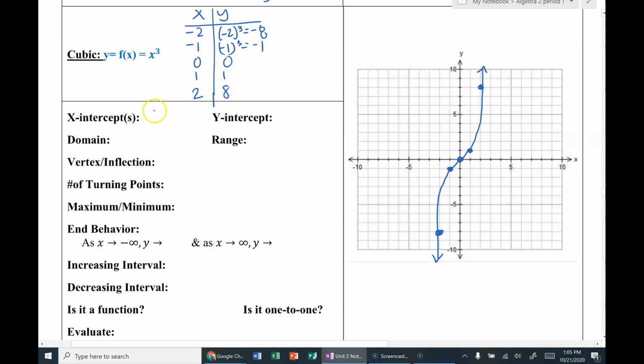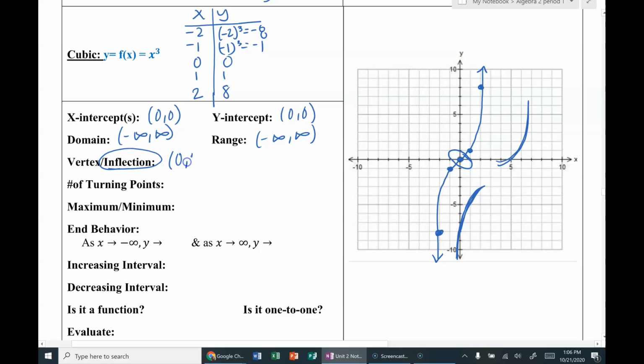So we have one x-intercept again, and the same location for the y-intercept. The domain is going to be from negative infinity to infinity, and so is the range. We have one inflection point, okay? The inflection point, remember, is the change in concavity. The concavity is opening downward, and all of a sudden it opens upward. So this right here is the inflection point, and it happens to be at the origin as well. Again, the inflection point is the change in concavity, when it goes up to down or down to up.